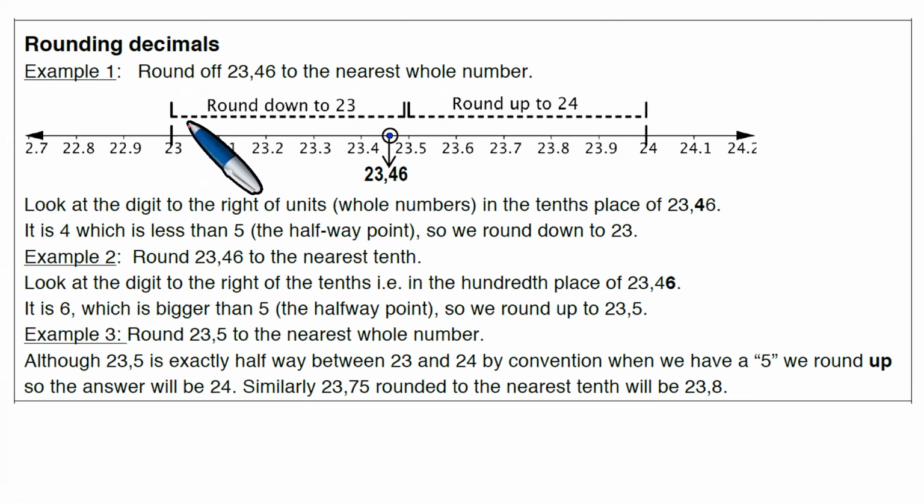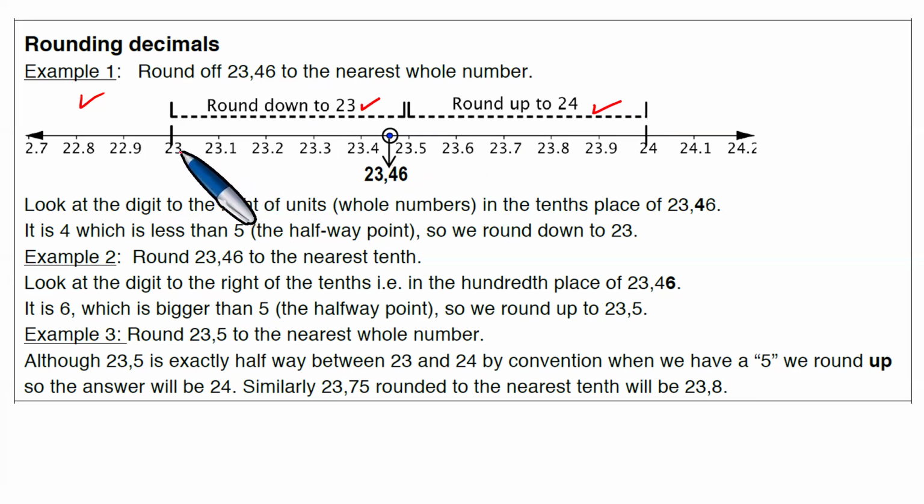Rounding decimals. Round off 23,46 to the nearest whole number. Okay. Now let us look at this one. Round down 23 to the nearest whole number. So if you round down 23, you round down 23, round up 24. Let's check this out.